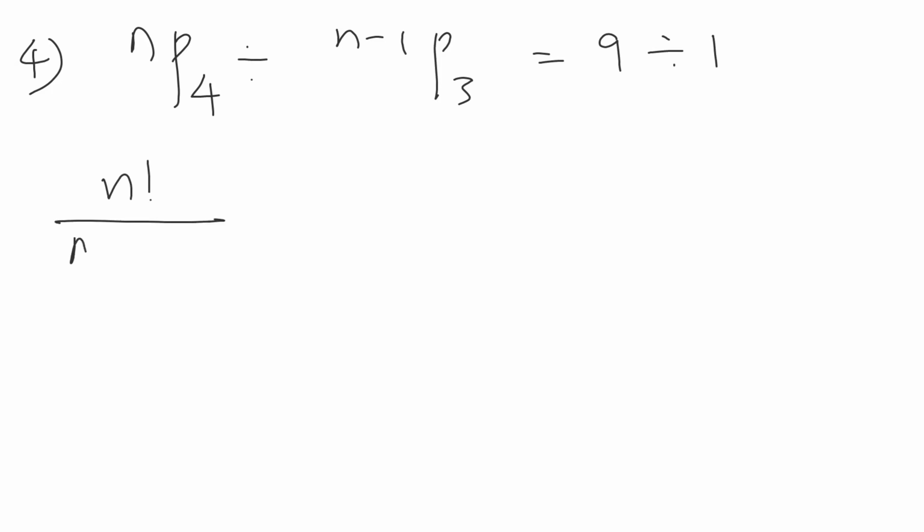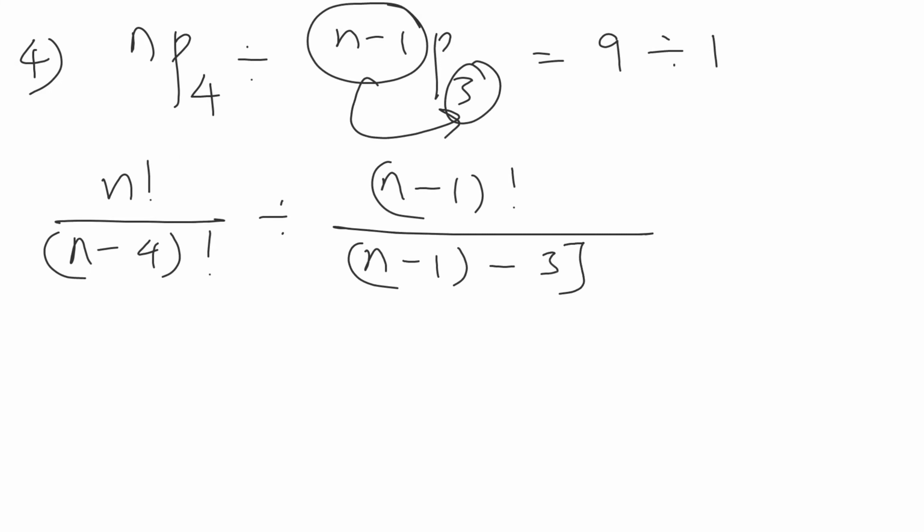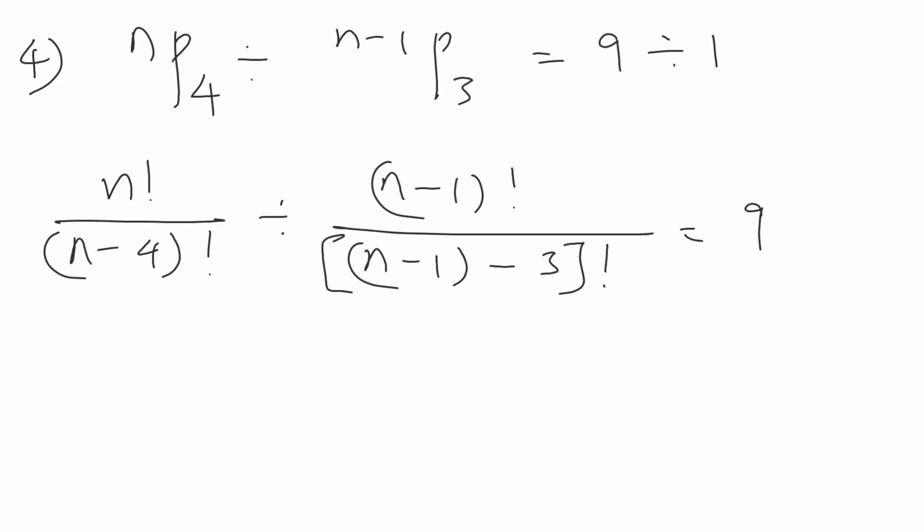nP4 is to, the meaning of "is to" is nothing but division. n minus 3, n minus 1 P3 is equal to 9 divided by 1. So this is the nPr formula, n factorial upon n minus 4 factorial divided by n minus 1 factorial upon n minus r. So n minus r, n minus r. So n minus 1 minus 3 factorial. Look at the brackets in which I'm presenting this. Okay, the presentation should be quite up to the mark.